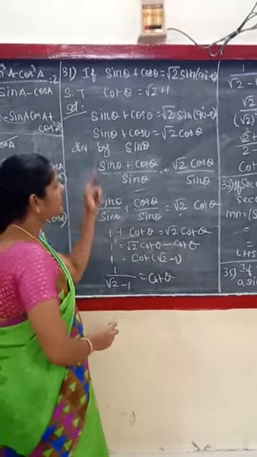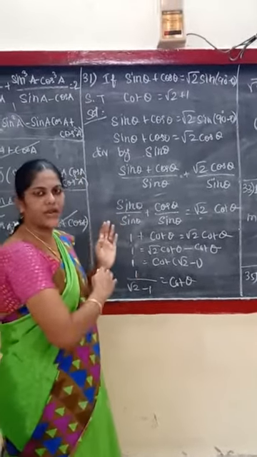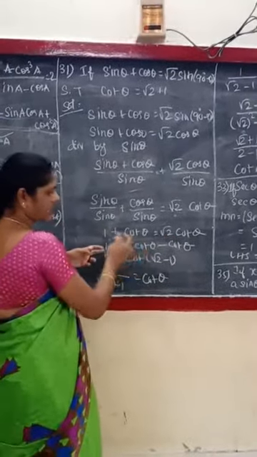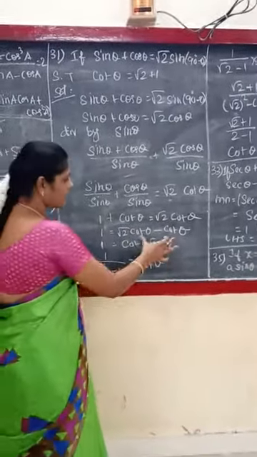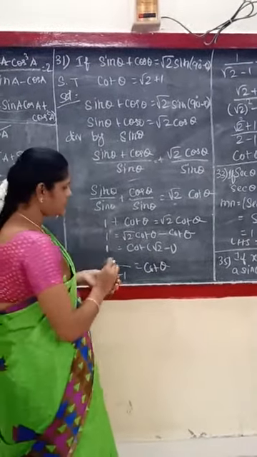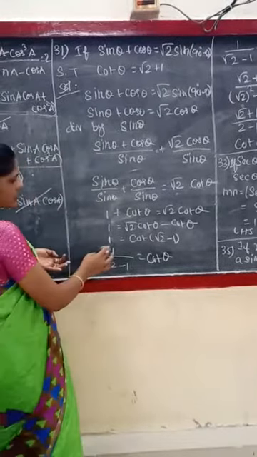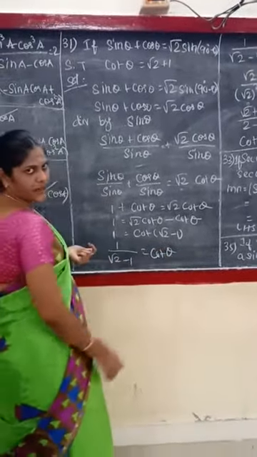Do you understand? Next, we need to bring cot separately and the constant term separately. So 1 equals root 2 cot theta minus cot theta. In this, take cot theta common, remaining root 2 minus 1. So 1 equals cot theta times (root 2 minus 1).